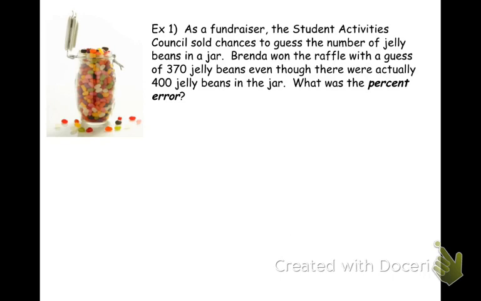So in this example, as a fundraiser, the Student Activities Council sold chances to guess the number of jelly beans. Brenda won the raffle with a guess of 370. So this is her guess, okay? And actually, there were 400 jelly beans. So what was the percent error? Okay, so the amount of error is going to be that difference. So we have a percent proportion.